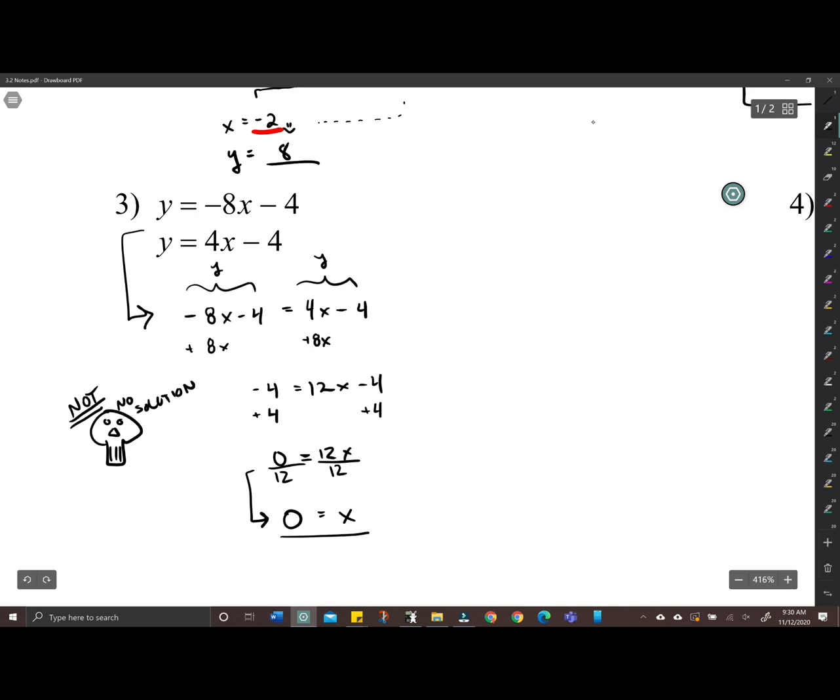Now you can just substitute back in. So draw yourself a little arrow if you have to. We know y is equal to -8 times 0 minus 4. That would cancel, so y equals -4. So the coordinates are 0, -4.